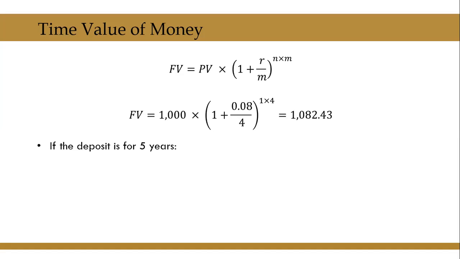If the deposit is for 5 years, let us see what happens. If the same deposit is for 5 years, 1000 rupees will become 1000 into 1 plus 0.08 divided by 4 to the power of 5 into 4, because it is 5 years now. So an amount of 1000 invested in a fixed deposit offering 8% interest compounded quarterly for 5 years will become 1485.95.